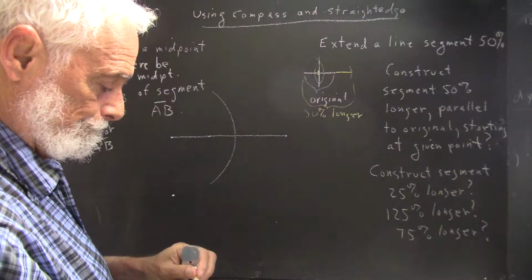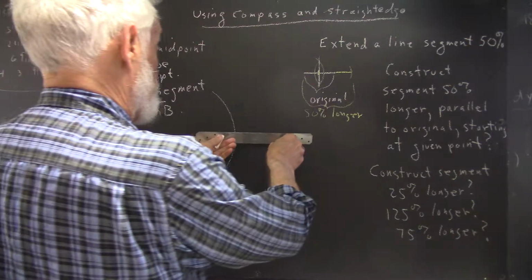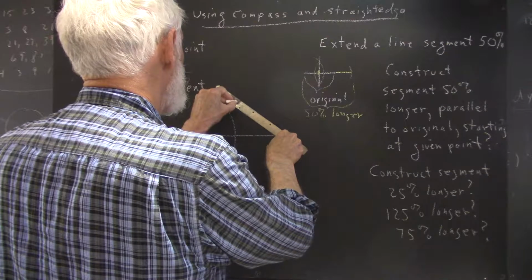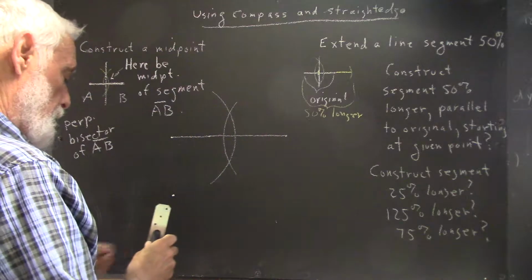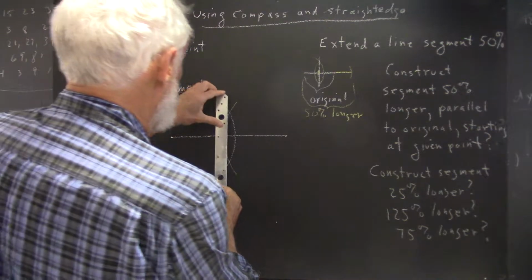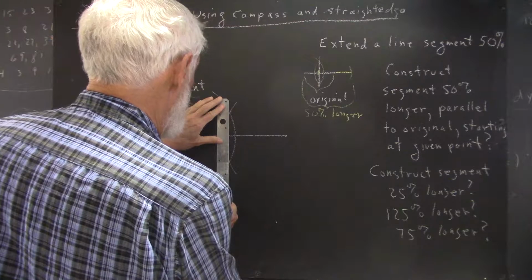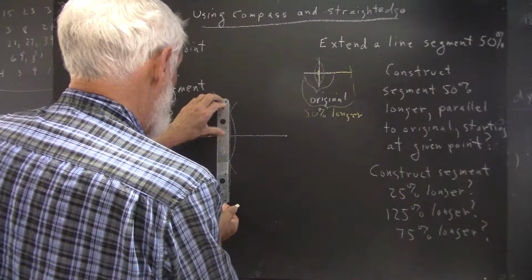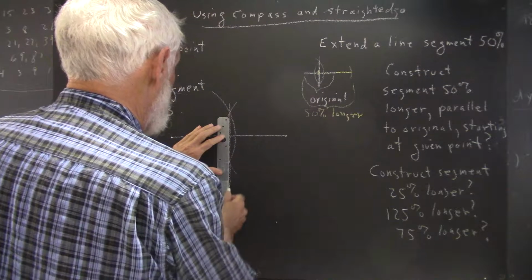Okay, now if I can reverse my hands here, I can do the same thing over here. So here we go. Okay, now I can draw a segment perpendicular to the first and through the midpoint of my original segment. Now I'm extending this line down here for a reason.